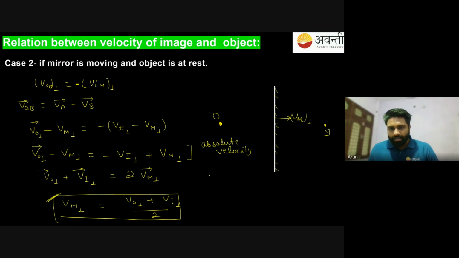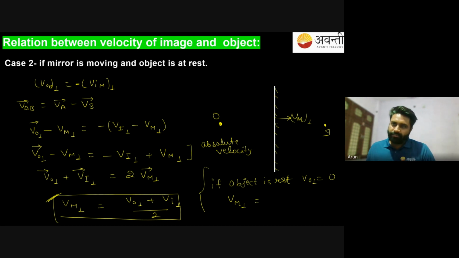Now if the object is at rest, we ourselves are at rest, so VO will be 0. So just put it here. VO perpendicular or parallel would also be 0. So velocity of mirror perpendicular will be, because this VO perpendicular will be 0 over here, only VI will remain: VI perpendicular divided by 2. It will lead you to the velocity of image perpendicular is twice the velocity of mirror perpendicular. Got it? This is it.